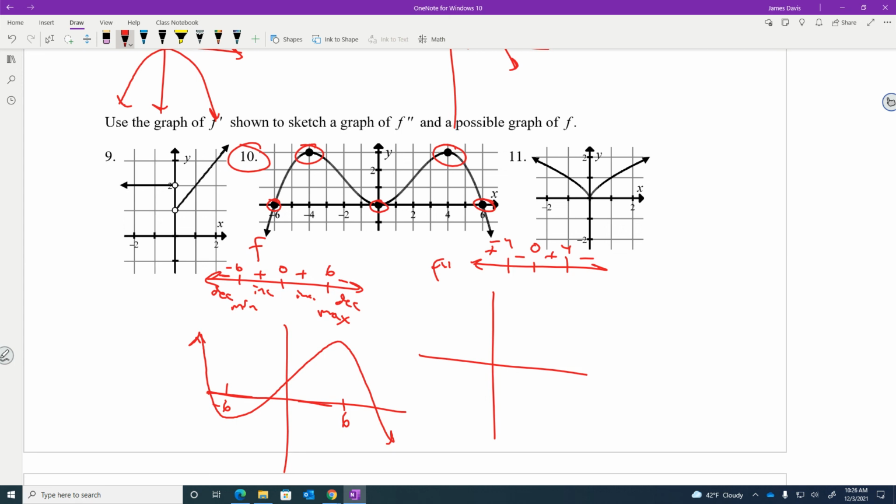Alright. So, yeah, we need to try to get up through number 11 for one day. Do your best on those. There isn't one right answer on most of these. Notice it says a possible graph.